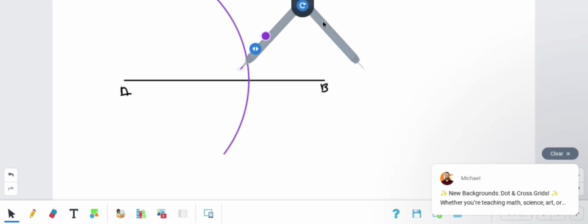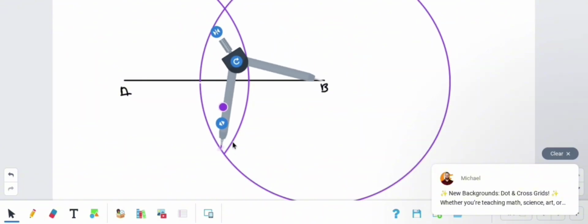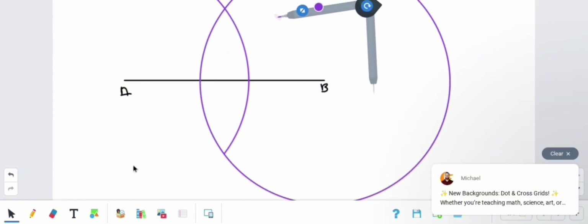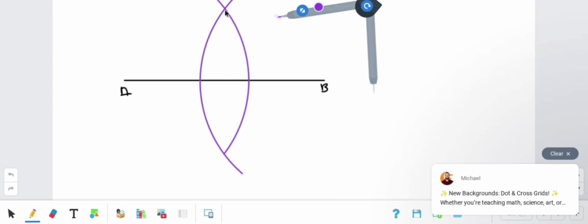I'm going to move it over point B, make sure that your distances are the same, and draw the other arc. Okay, now that you've drawn the other arc, you're going to draw a straight line down where your arcs are. It's going to be a rough line, but you guys are going to be much more precise on the test.